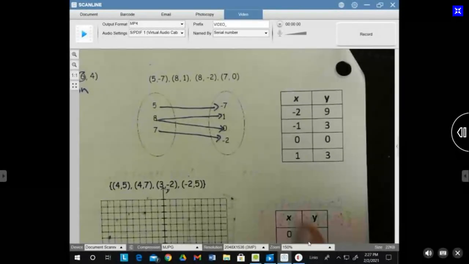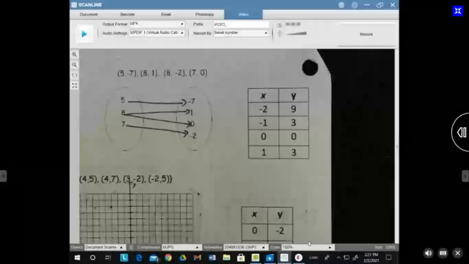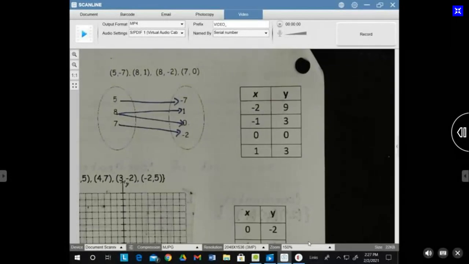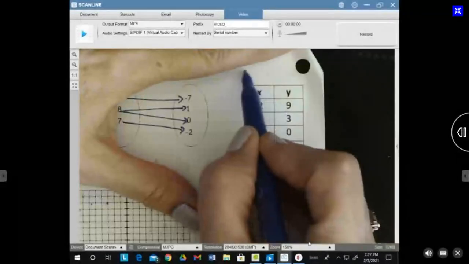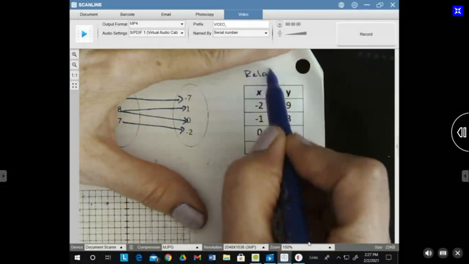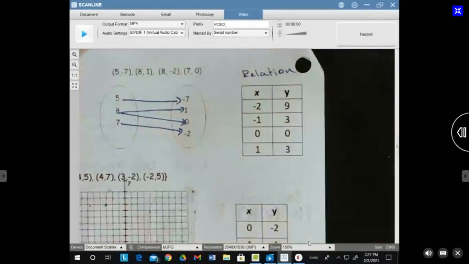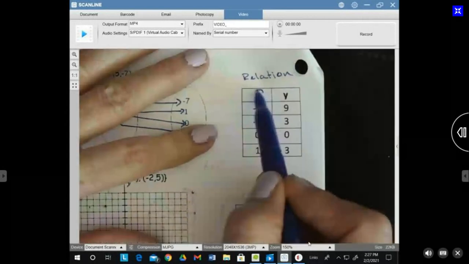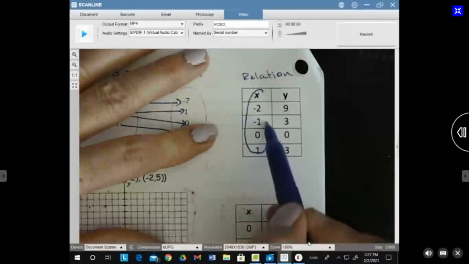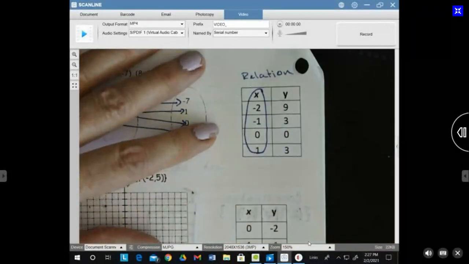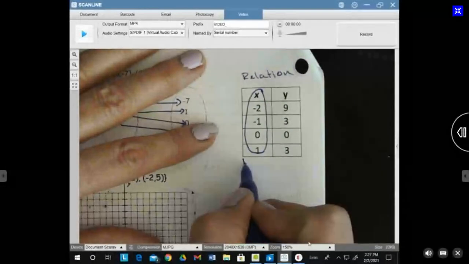Okay. What about this here? My table. What's another name for my table? Relation. Okay. Look at those X's. Are they all different? Yes. So do I have a function? Yes, this is a function.